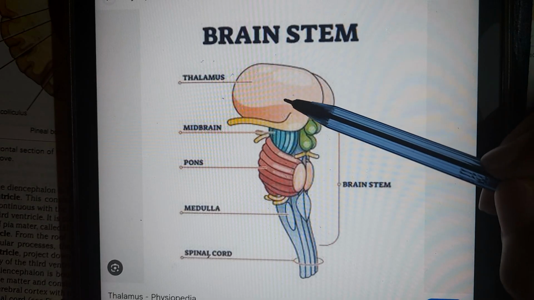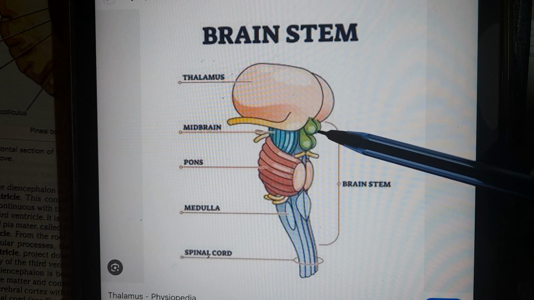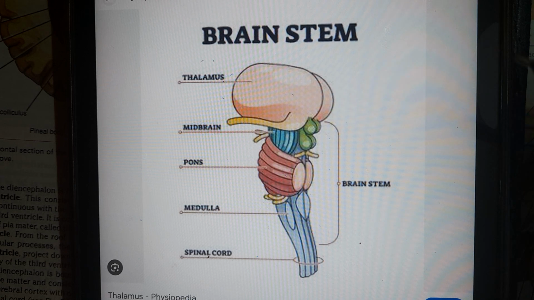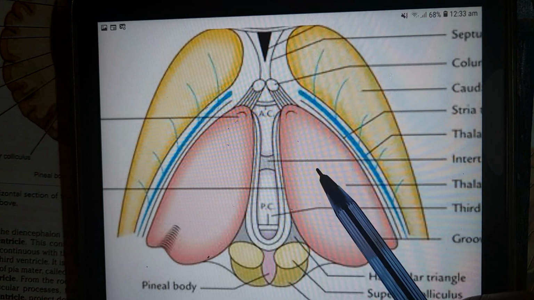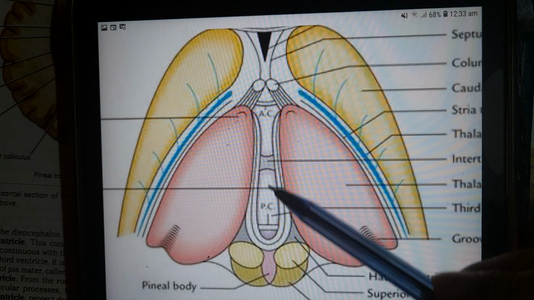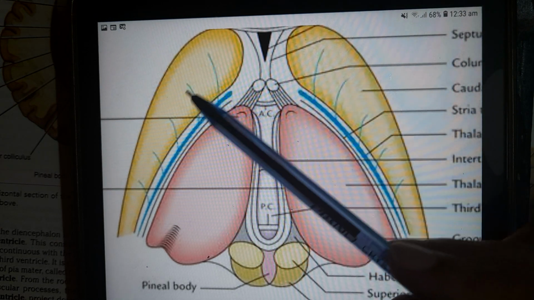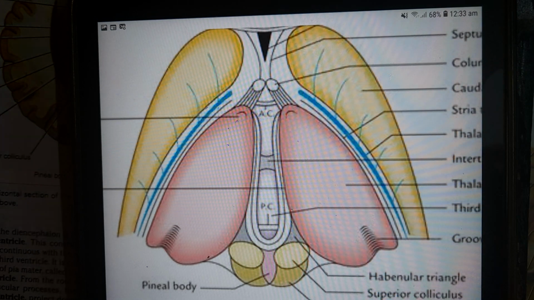So this is your thalamus, and inferior to that you have the tegmentum portion of your midbrain, and there is the third ventricle between the two thalami. So these are the two thalami, and between them runs the third ventricle. And superior to the thalamus, we have the fornix.